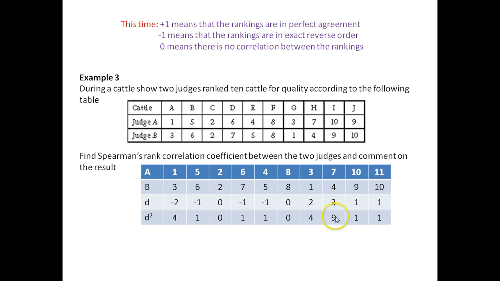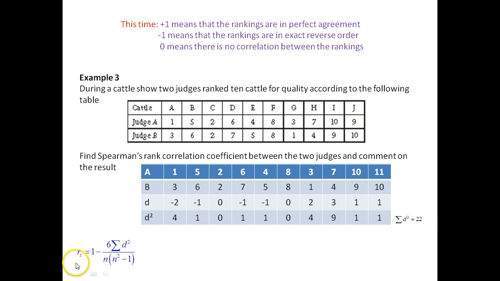Now because we have minuses here, we need to square these. So we have 4 for the square of the first, then 1, 0, 1, 1, 0, 4, 9, 1 and 1 for all the differences between the rankings squared. Add those and we get 22 for the sum of the d squared.